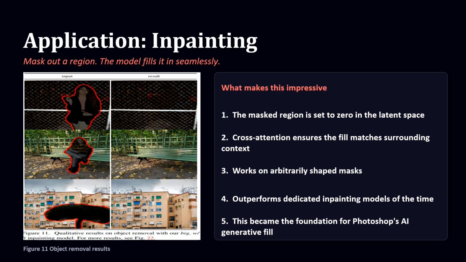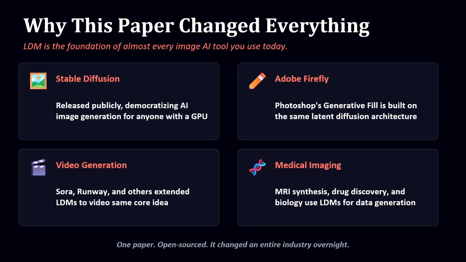Mask out a region, set it to 0 in latent space, and the model fills it in based on everything around it. This is literally what Photoshop's generative fill is built on. They open sourced it and that changed everything. Stable Diffusion, Photoshop AI Fill, Sora, Runway, all of it traces back to this one paper.